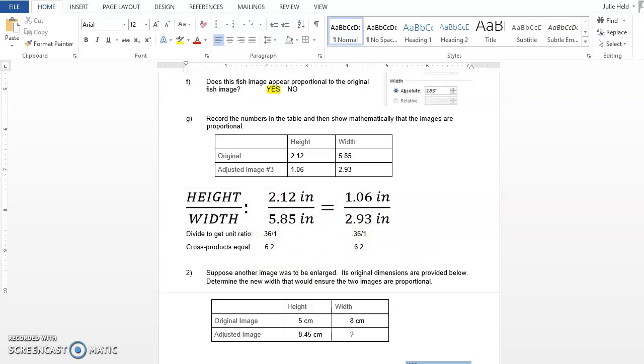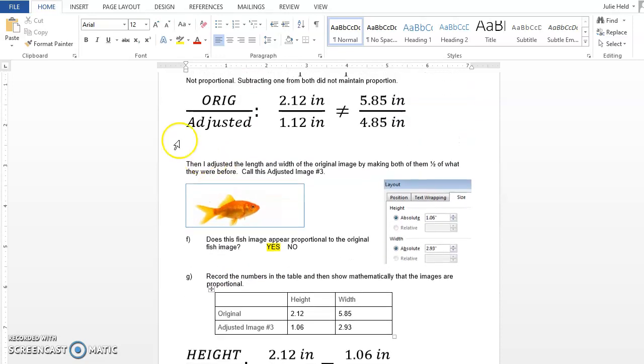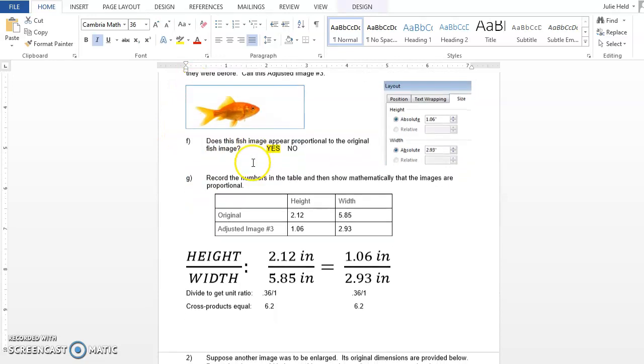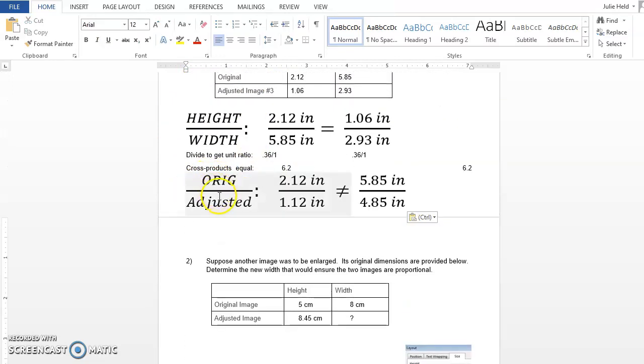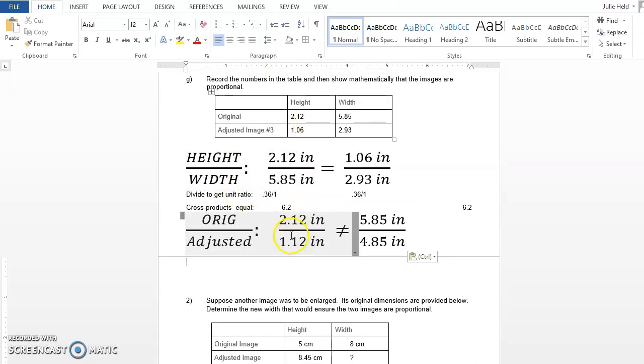So that checks out. Now, the other ratio, remember I wrote a different ratio before for this problem, where I did the original compared to the adjusted. Let's try that with this fish. So 2.12 to 1.06. This was comparing height to height. So the height of the original compared to the height of the adjusted, and then we're going to compare that to the width of the original in comparison to the width of the adjusted.